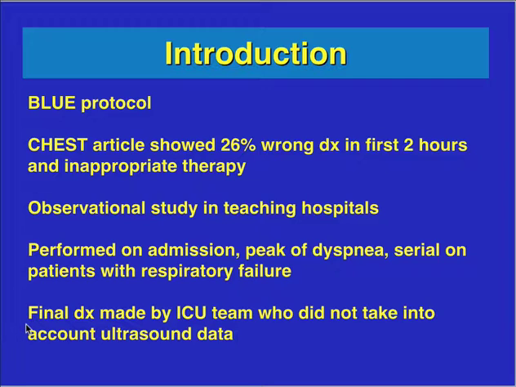This CHEST article showed that the original doctors that admitted these patients were wrong 26% of the time, and inappropriate therapy was done about 10% of the time. This was an observational study in teaching hospitals. It was performed on admission, at peak of dyspnea, serially on patients with respiratory failure, and the final diagnosis they used was the final diagnosis that the ICU team made, who did not take into account ultrasound data.